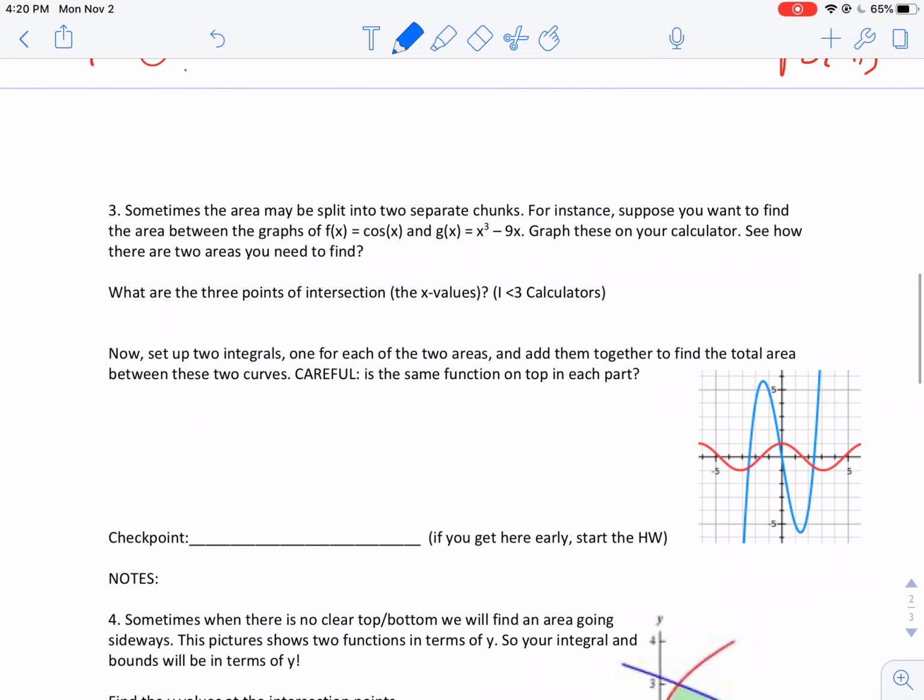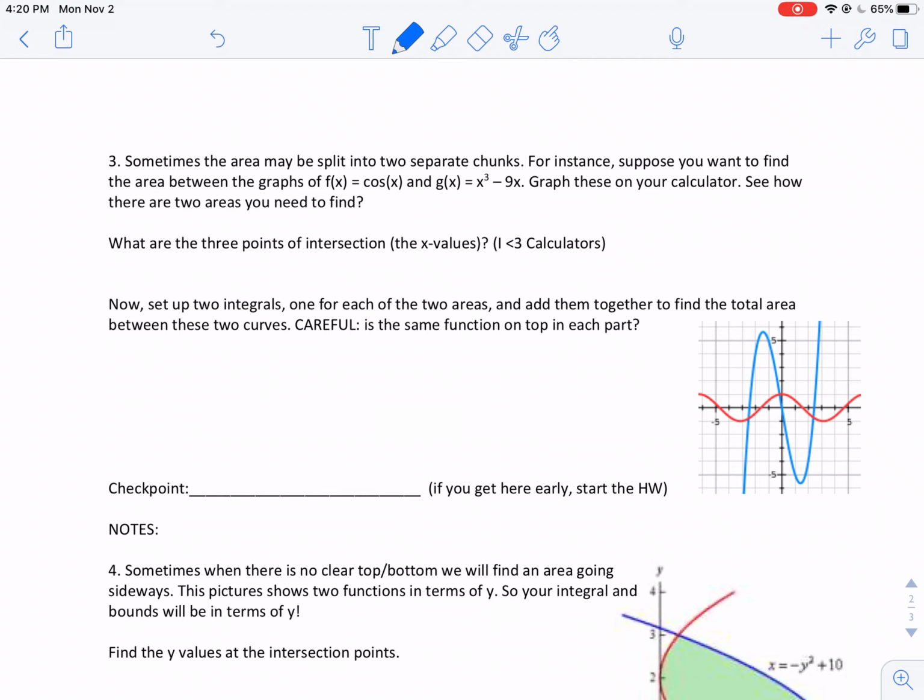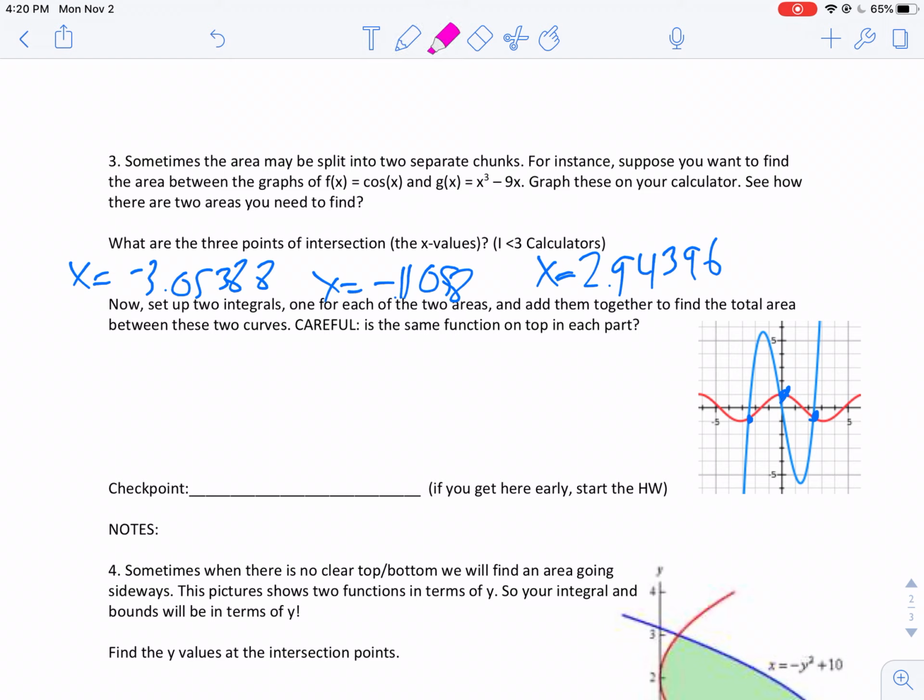Okay, so let's go on to the back side now. On the next one, when you graphed this function, you probably saw there were actually 3 different points of intersection, right? And what I got on these was x equals negative 3.05388, x equals negative 0.11058, and then x equals 2.94396.